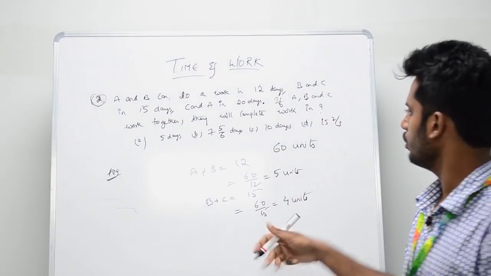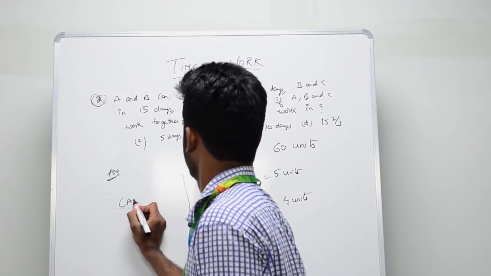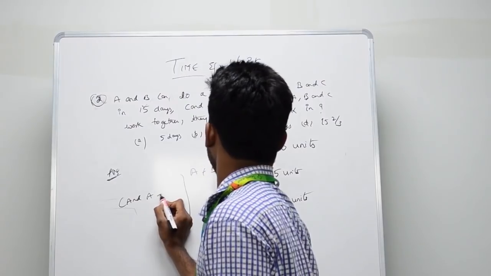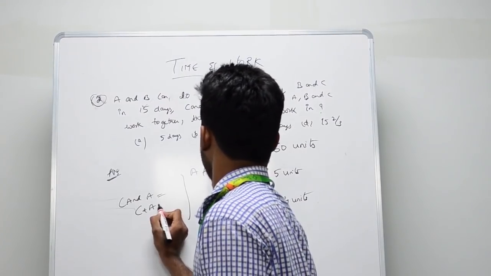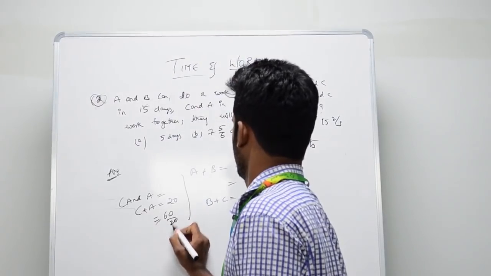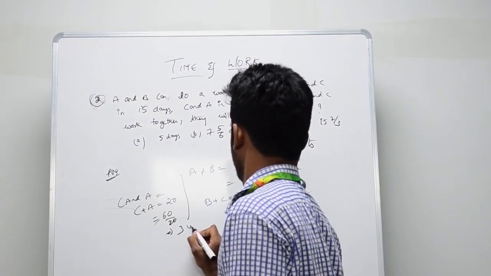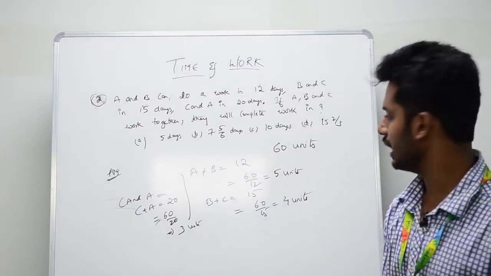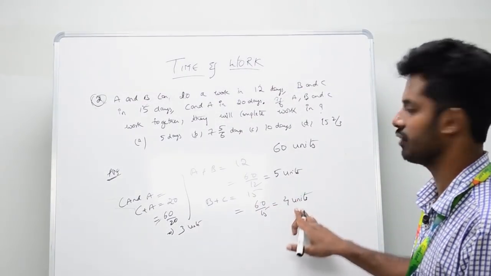Okay. Now take C and A. C and A, which is C plus A, 20. So then 60 by 20, which is 3. So now you got individual units, 3 units, 5 units and 4 units.